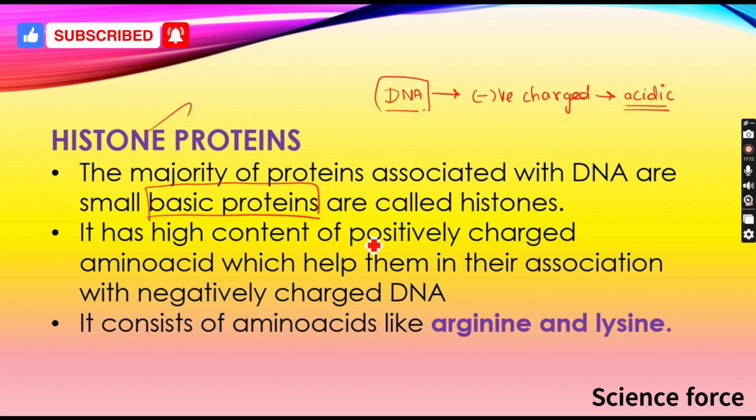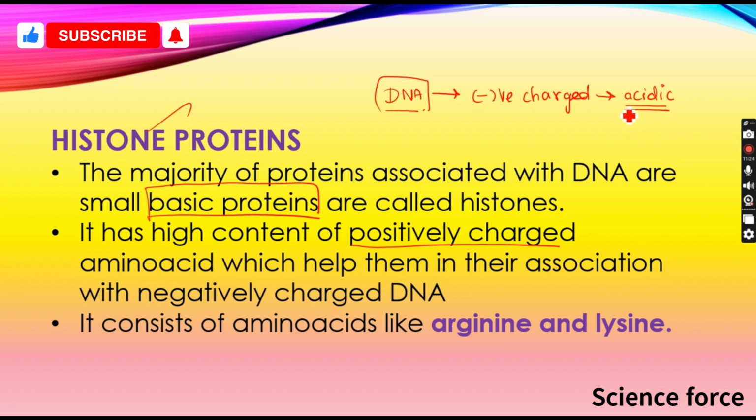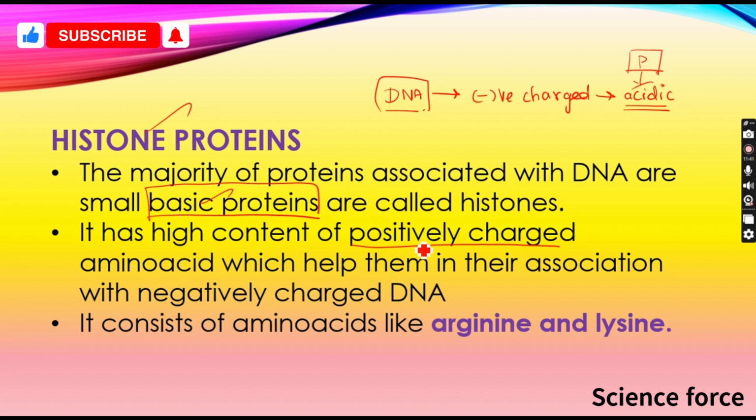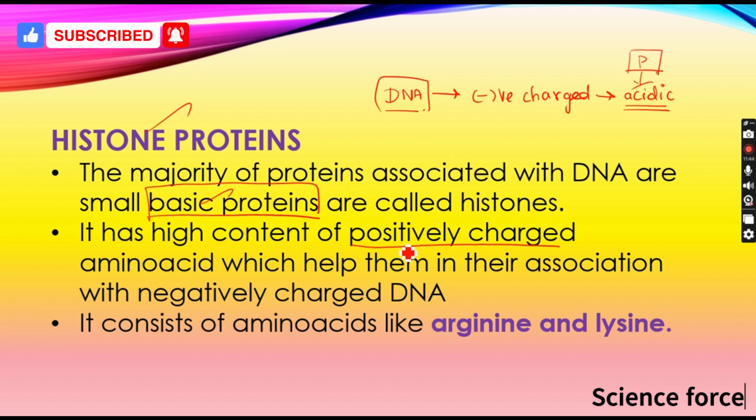So the histone proteins have a high amount of positive charge. This is the principle for this compaction to occur. The positively charged histone proteins can attach to the negatively charged DNA and help in the compaction of DNA into a chromosome. So, what makes them basic? As we said, DNA has a phosphate group. This phosphate group makes it acidic. Like that, the histone proteins are found to be positively charged, which are basic proteins, because of their amino acids, which are basic in nature.